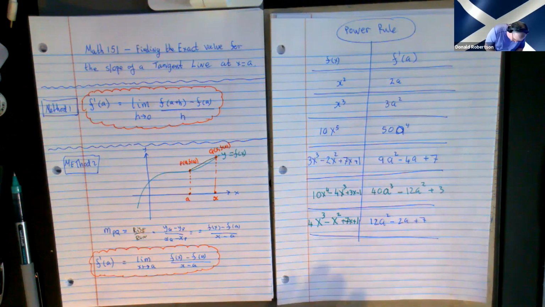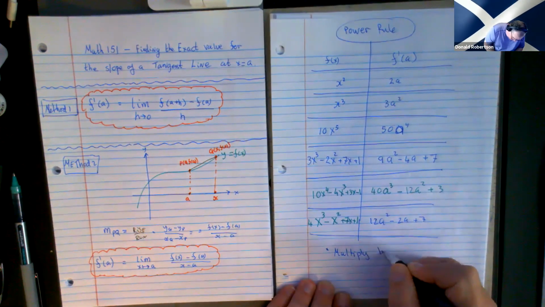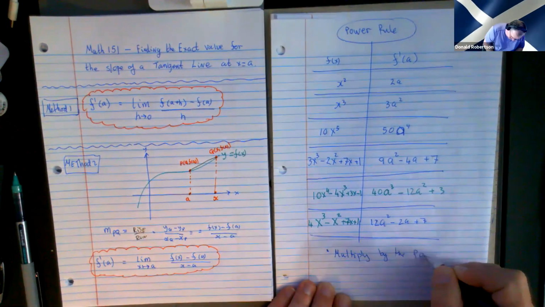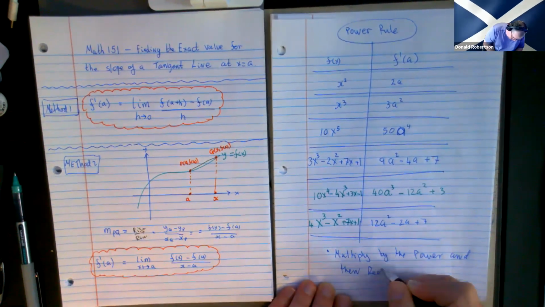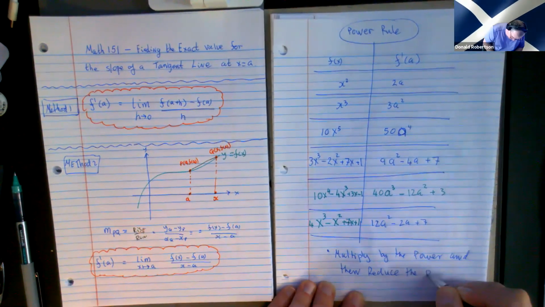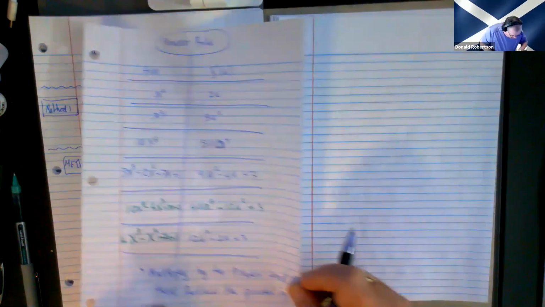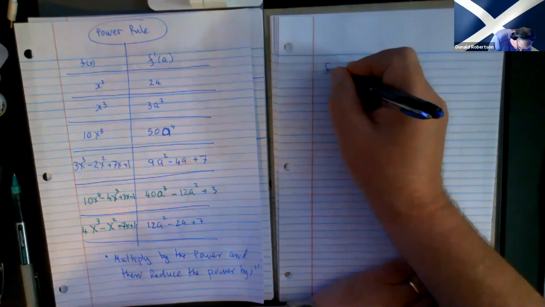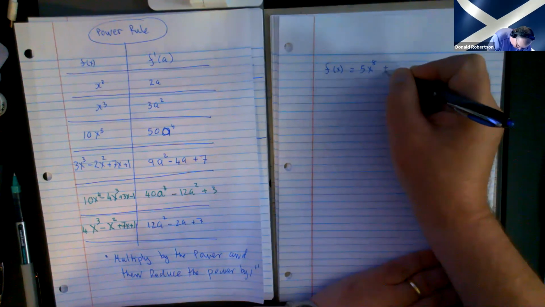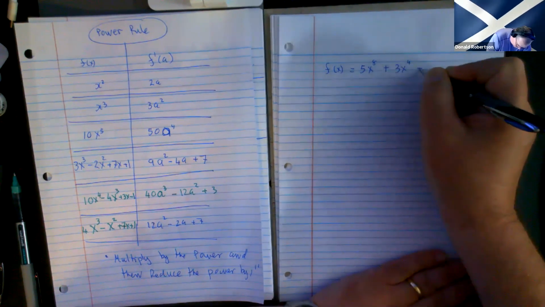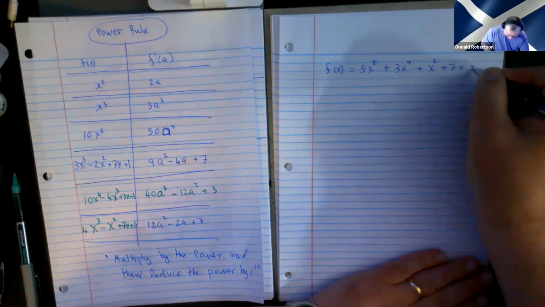So in English, multiply by the power and then reduce the power by 1. Okay, let's show you how that would work then. So suppose I had 5x to the 8 plus 3x to the 4 plus an x squared plus a 7x plus an 11.